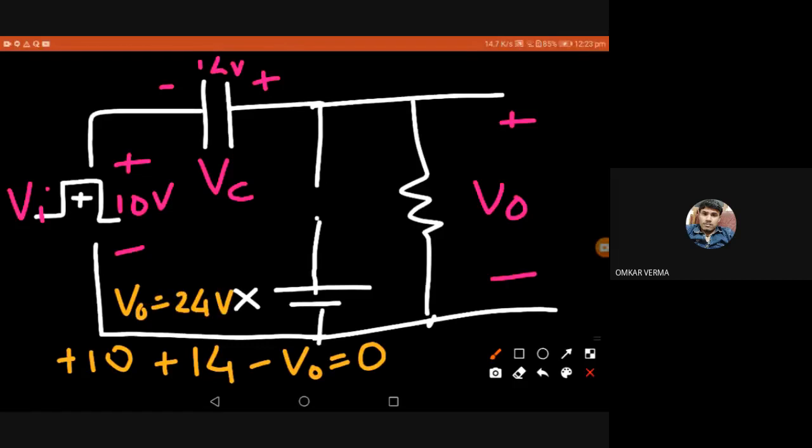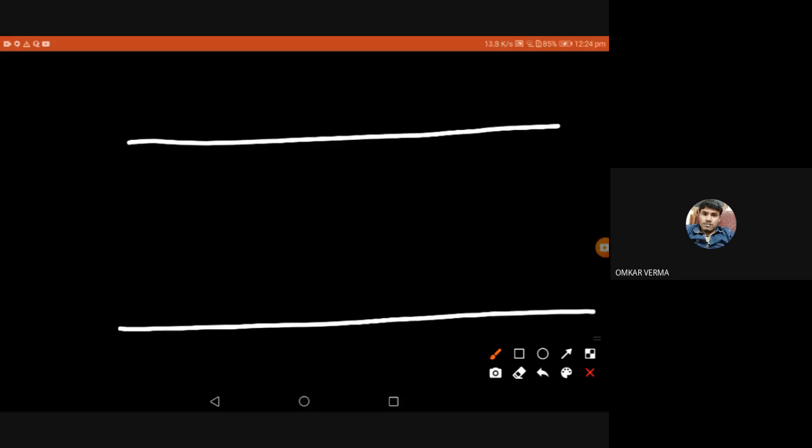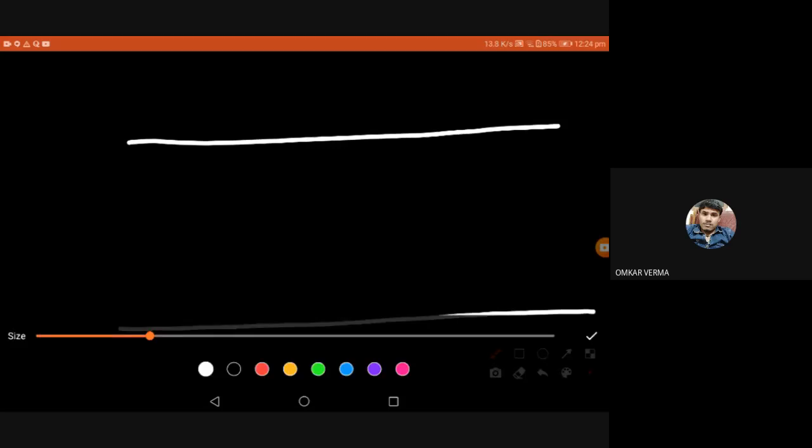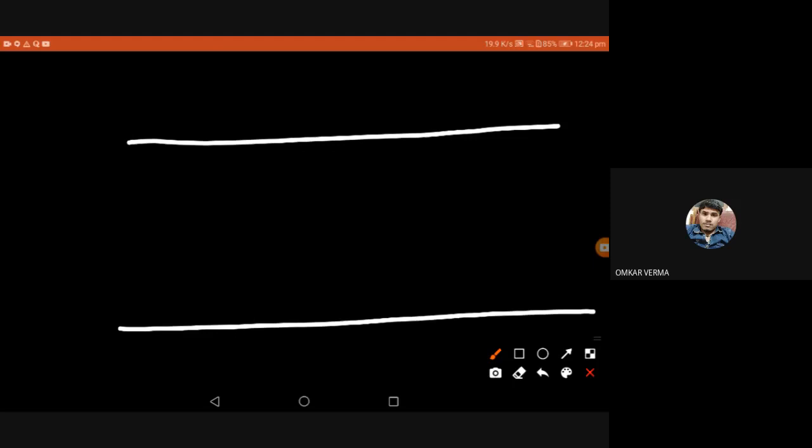Right now we have analyzed both cycles. In the negative half cycle we got plus 4 volt in the output, and in the positive cycle we got plus 24 volt in the output. Let's compare the waveforms in the two cases. This is for my input and this is for my output. So what is my input? A simple square wave.